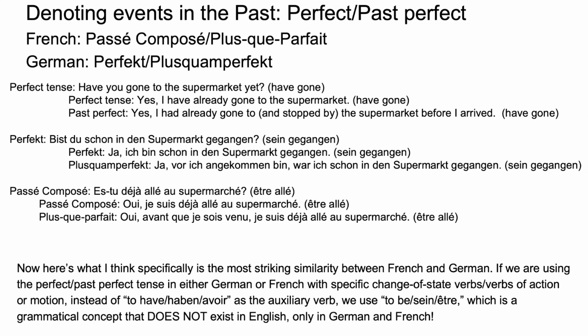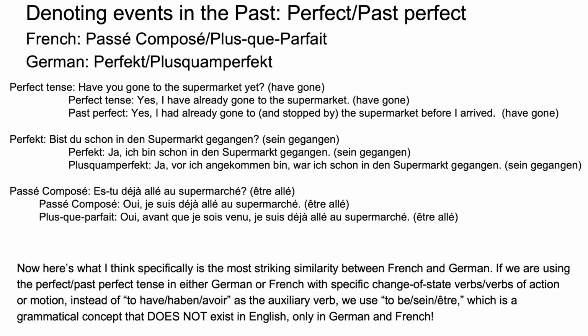And in the perfect tense, we have a response: yes, I have already gone to the supermarket. And in the past perfect, we have: yes, I had already gone to and stopped by the supermarket before I arrived. And once again, the auxiliary verb is have, and the past participle is gone.